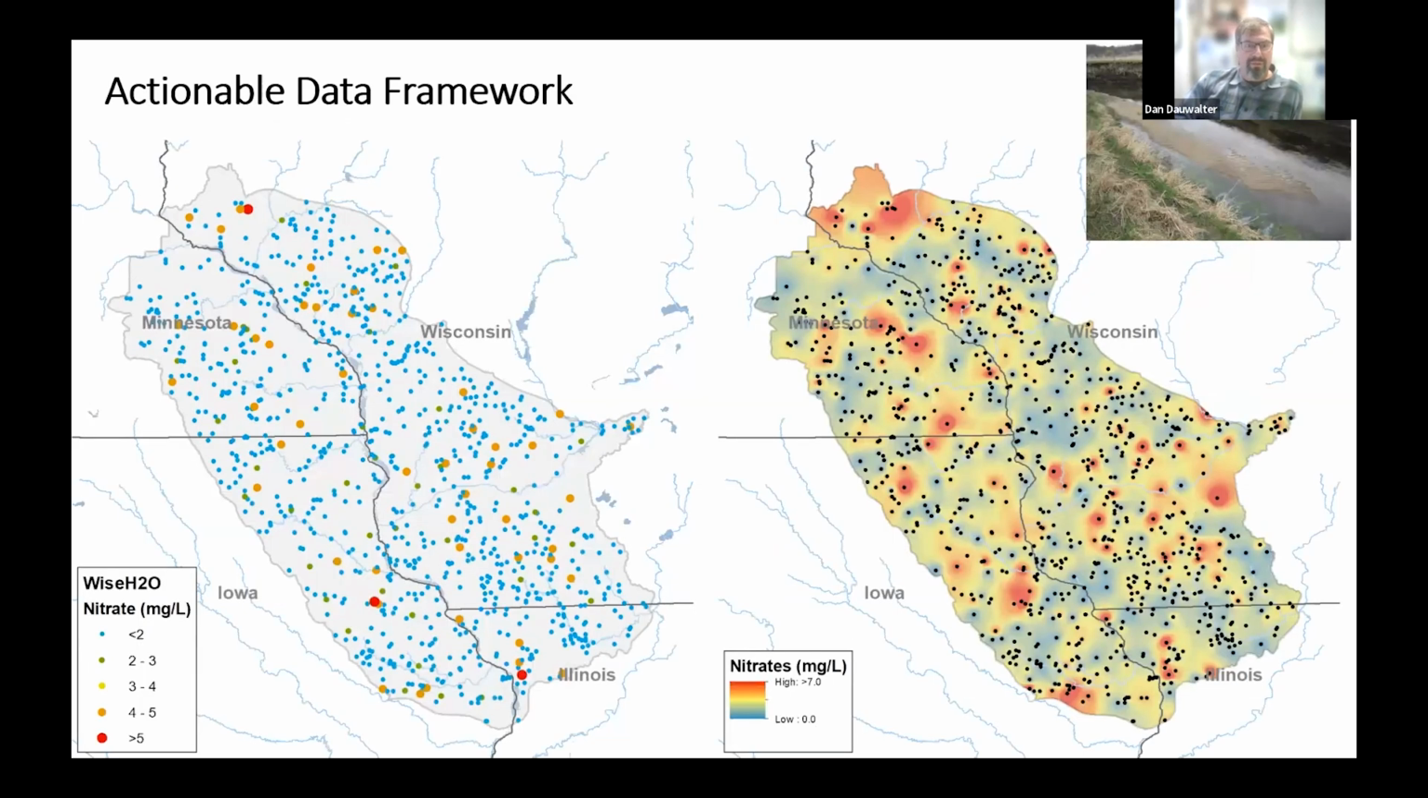And ideally, we want to end up with a landscape that's filled in with information, and we can use that information to highlight areas where there's potential nutrient issues. Fake data set of nitrate values. Ideally, we can use this sort of information to identify problem areas.